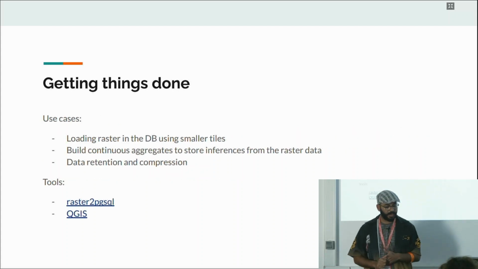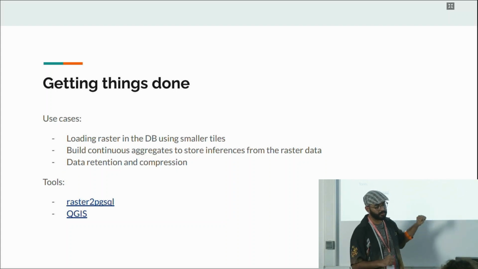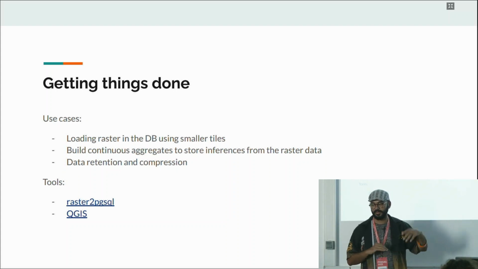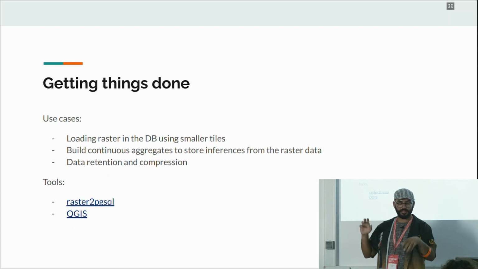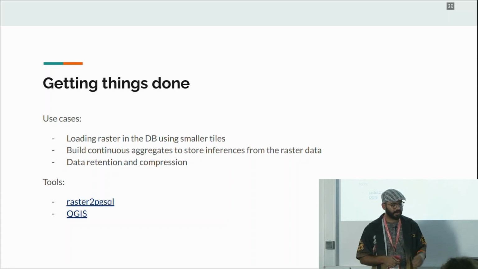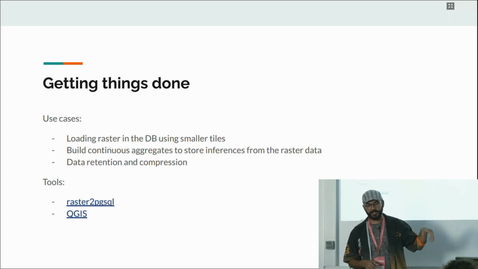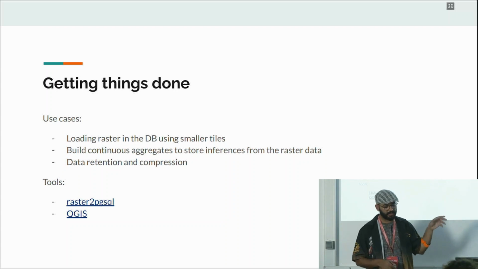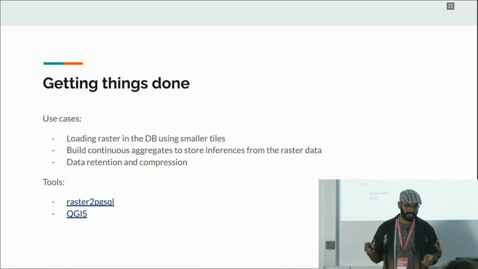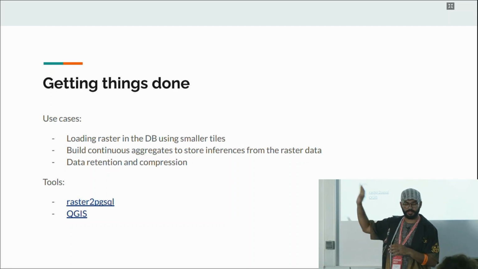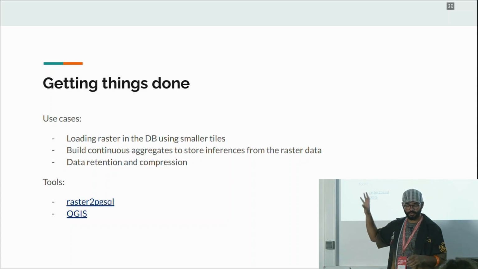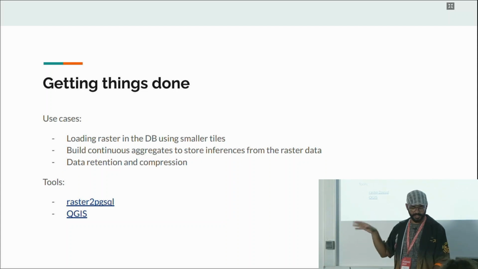Okay, so getting things done. This was just a brief intro of PostGIS Raster and TimescaleDB, whatever theory I had. Next up, we're going to look at actual data and the actual SQL table. The two tools that I use are Raster to PostgreSQL, just to load the rasters in the database, and then QGIS to visualize the queries and the stuff that I was doing.